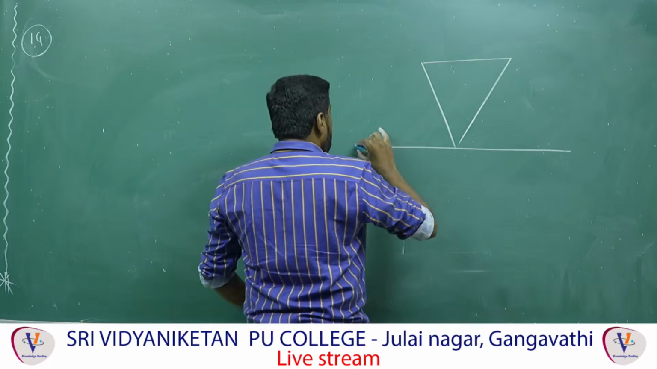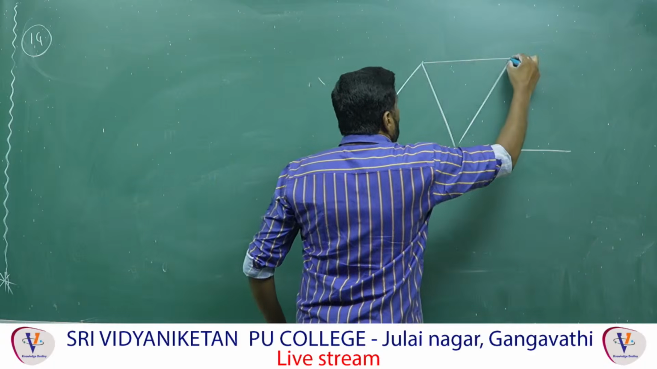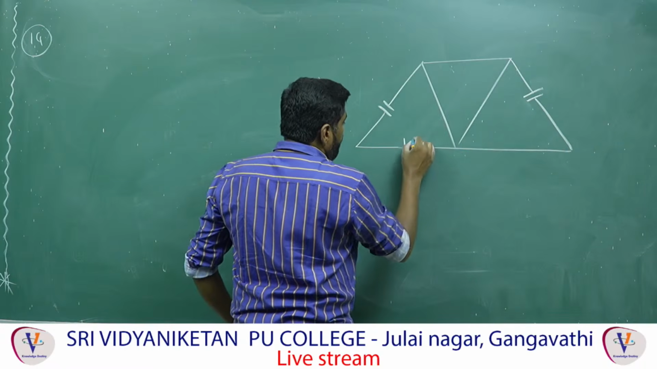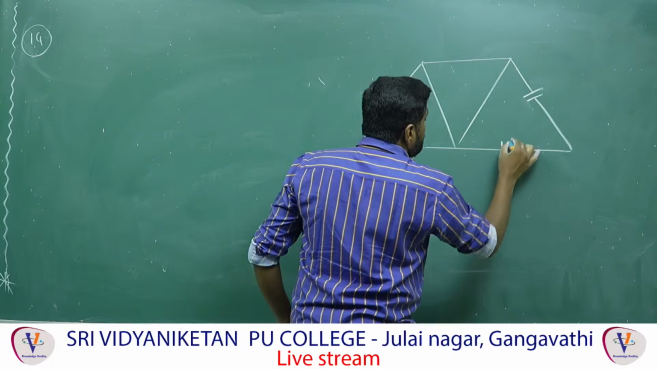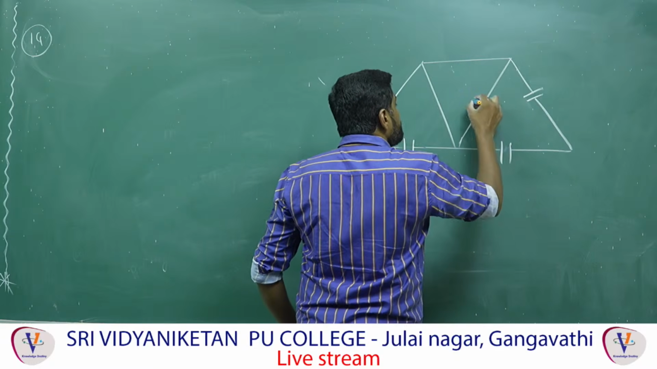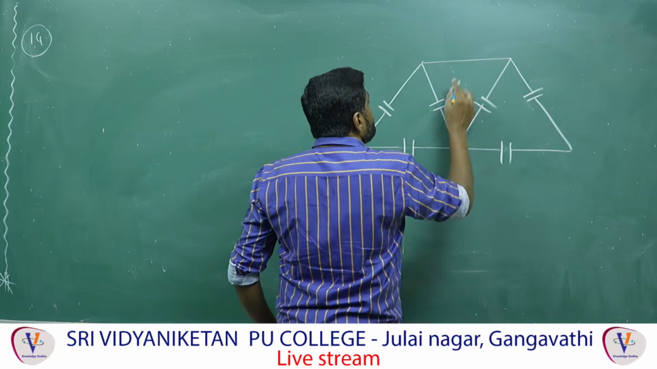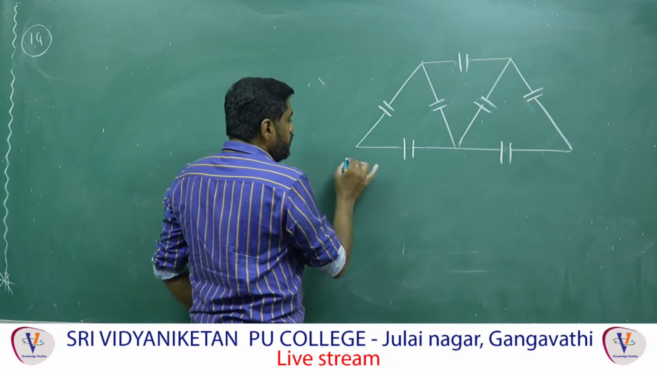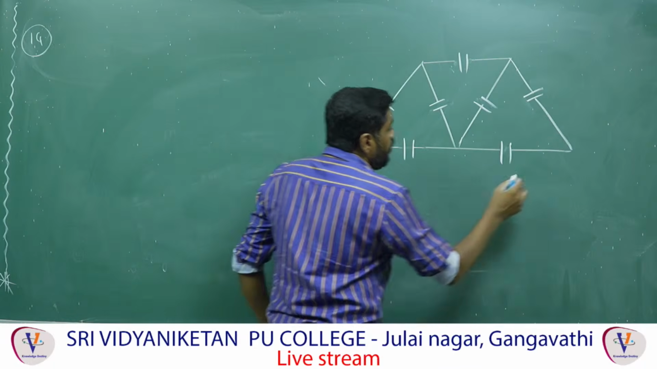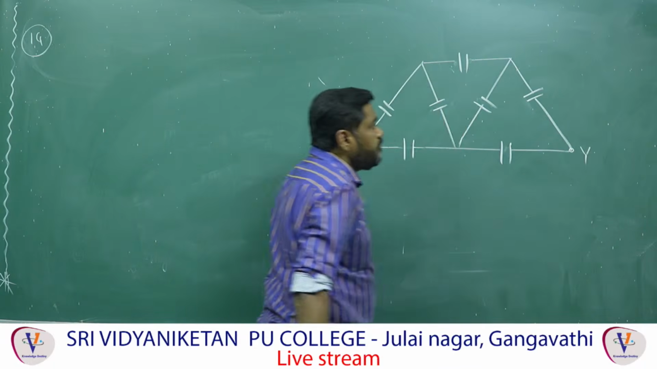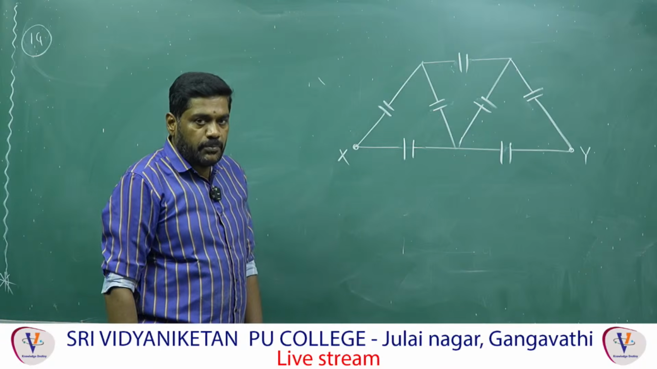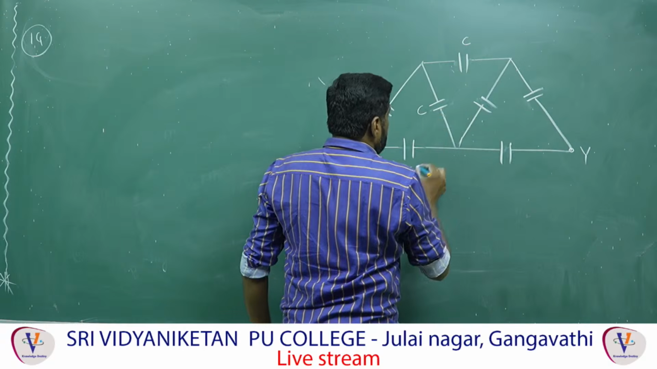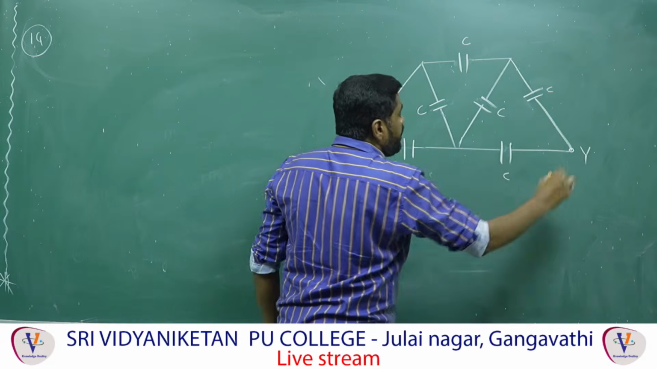Here they have given one capacitor like this, one more capacitor like this, and here one more capacitor, and here one more capacitor, here one capacitor, and here one capacitor, and here one more capacitor. Therefore, this is the x point, this is the y point. Between x and y we have to find out the effective capacitance. They have given that all are identical capacitors of capacity C.